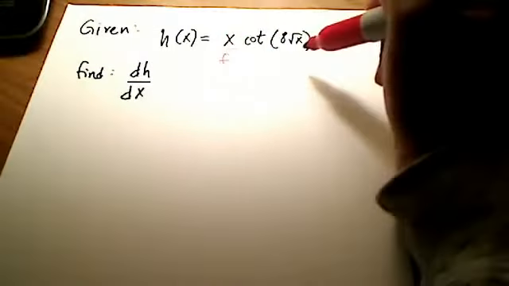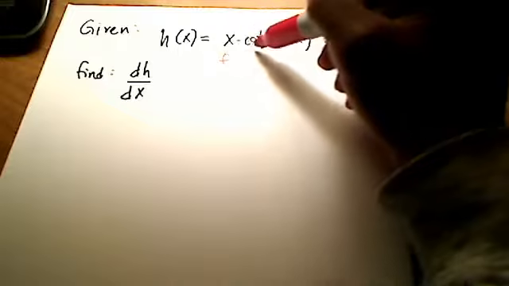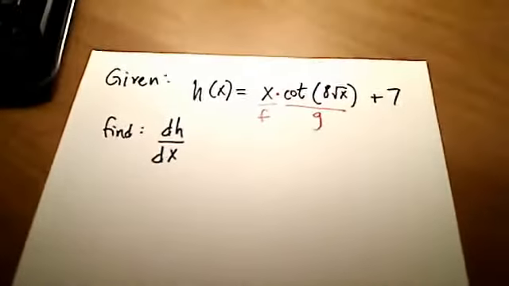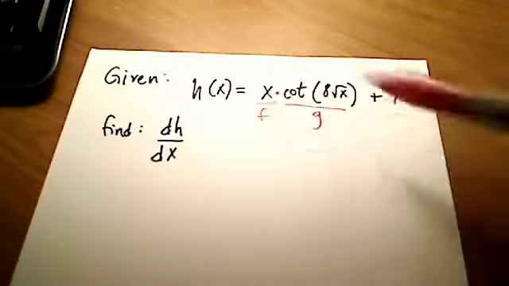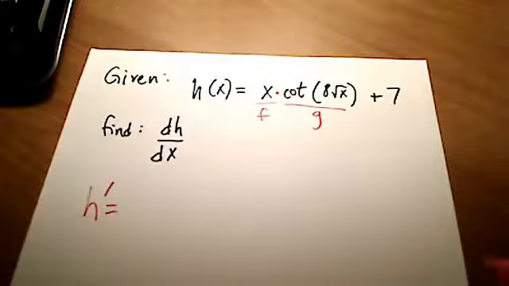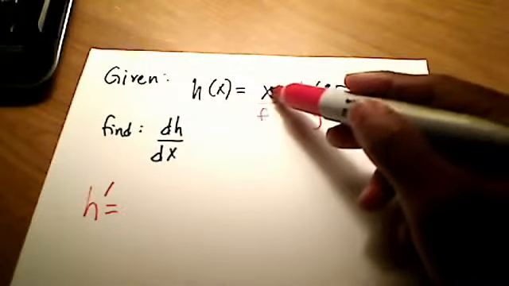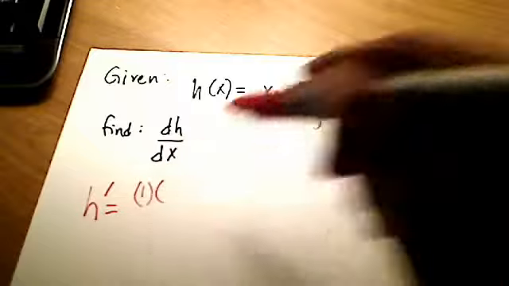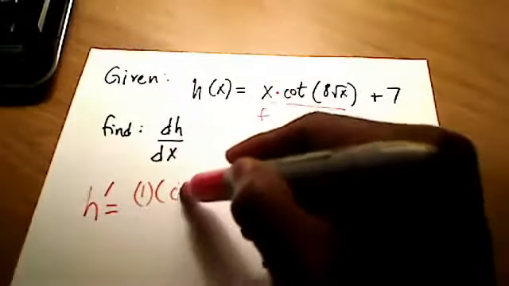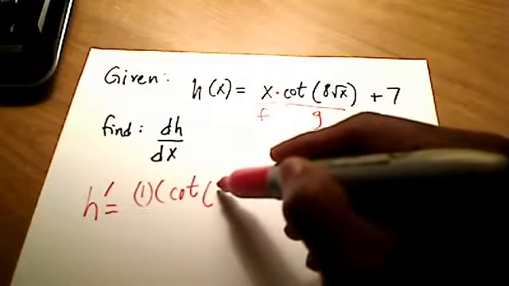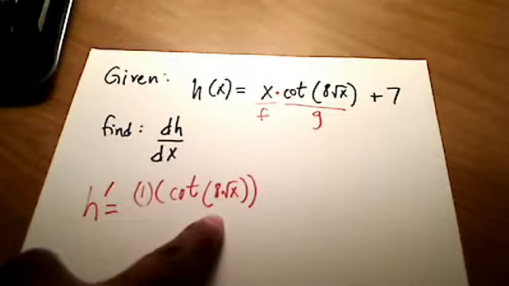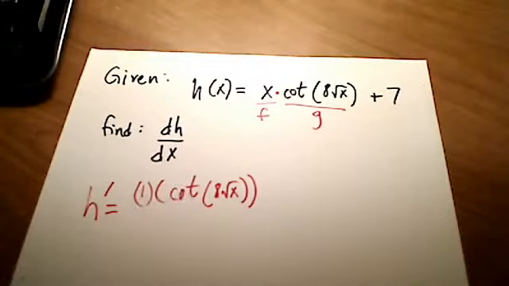So let's call this part of the product here our f, and let's call this part over here our g. So product rule says, let me scoot this over. Product rule says, first give me the derivative of f. Maybe I should put h prime over here. So the derivative of the x is simply just a 1, times g as it is. I'm not even taking the derivative of it yet, so I'm just going to leave it like so. That's not going to change any, because 1 times cotangent of stuff is just cotangent of stuff.